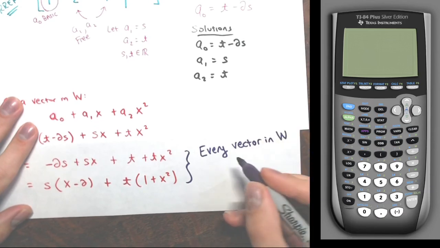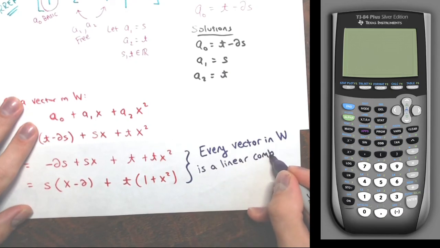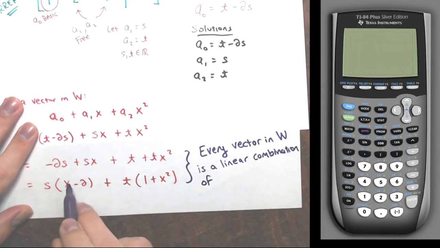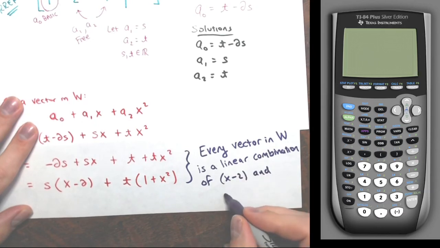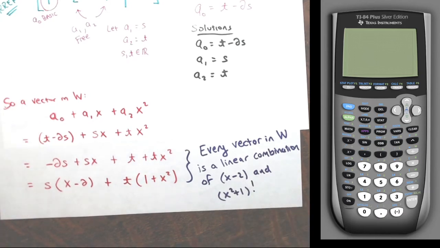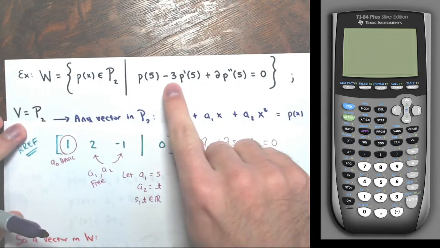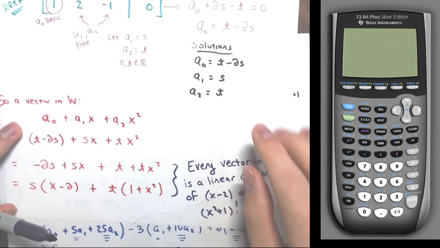is a linear combination of these two polynomials, right? Of x minus 2 and, I'll put it in descending order, x squared plus 1. So these are going to be the building blocks for W, right? Every polynomial in W, every degree 2 or less polynomial that satisfies this equation, this with derivatives and everything, is going to be a linear combination of these two.